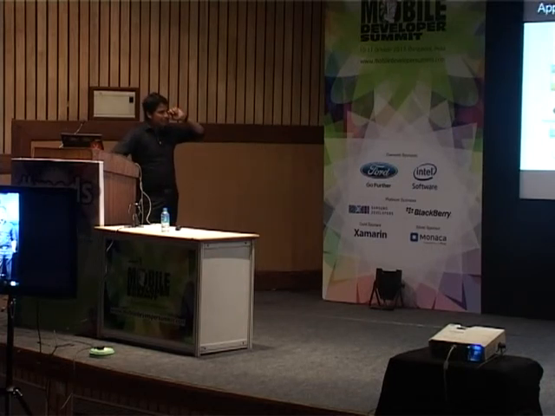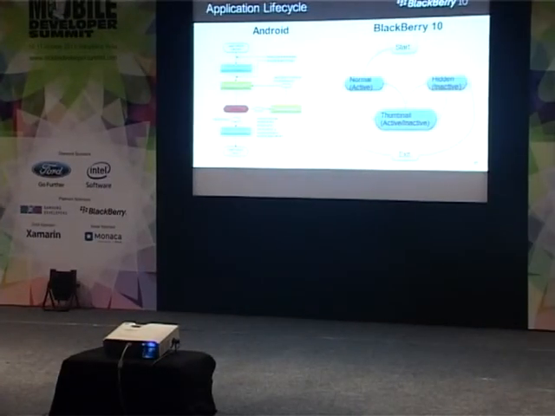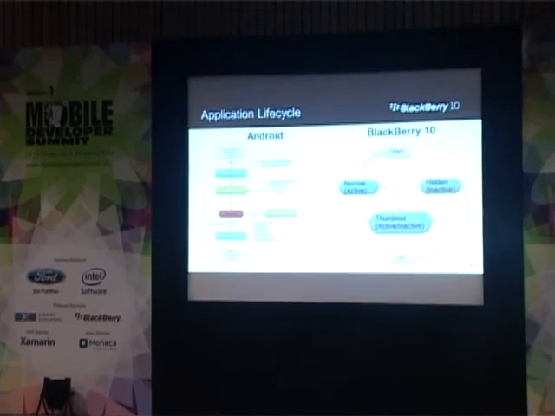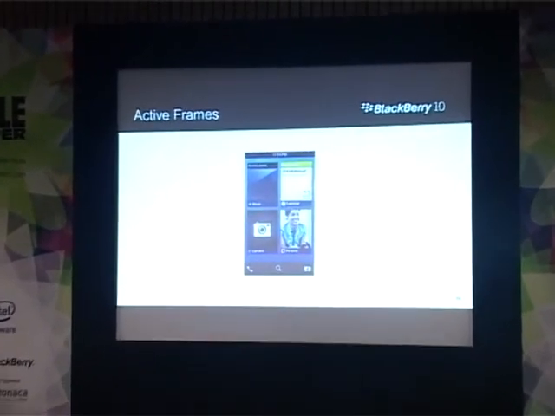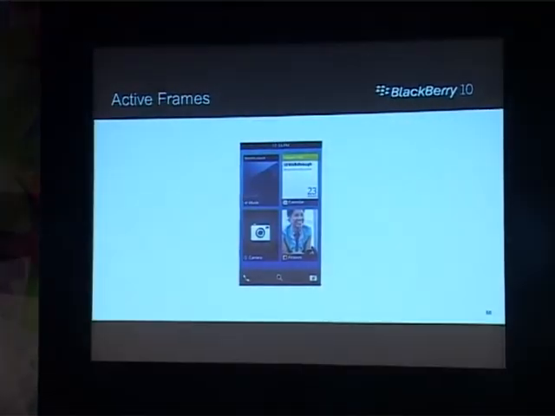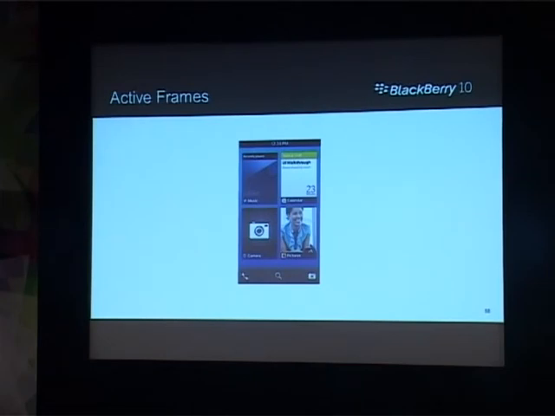So these are the life cycles. I hope the Android developers are aware of the Android life cycle, because it is a basic thing before you start. Here in BlackBerry 10 also we have a standard life cycle. This is active frames. Active frames is whatever you are running, it is shown here. So suppose I am running this one, it looks like this. So this way.